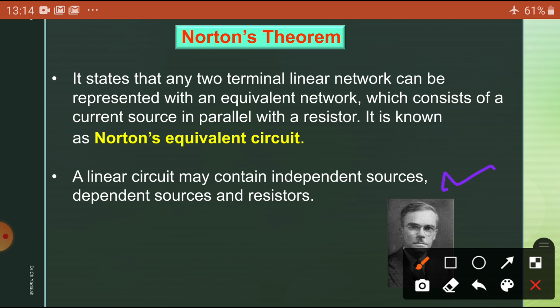Just as we discussed. A linear circuit may contain independent sources, dependent sources and resistors. Last class we saw what the dependent source and independent source are. This is Norton's theorem. What it says is that any two terminal network can be represented with an equivalent network which consists of a current source in parallel with a resistor.